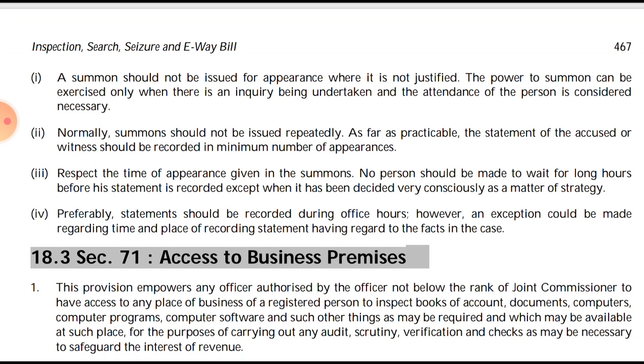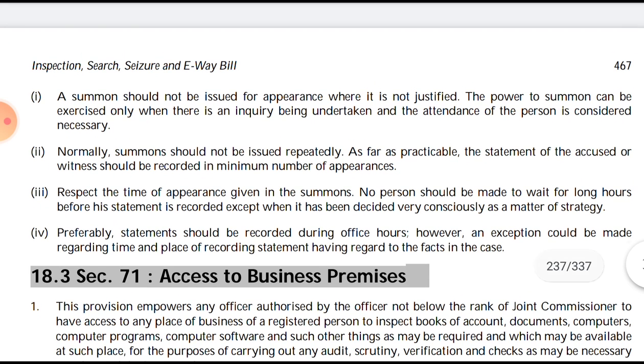Sorry, we'll move again to the point. Then what has been given, wait a second, yeah. What precautions should be taken? So basically, first was a summon should not be issued for the appearance if it is not justified, and the power to issue summon can be exercised only when the inquiry is been undertaken and the attendance of such a person is considered necessary.